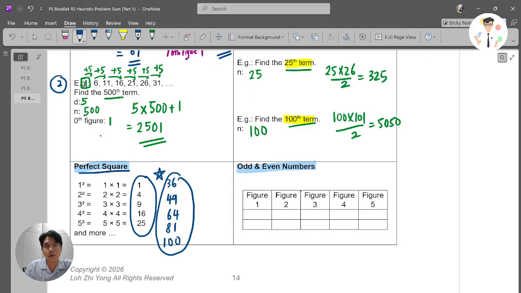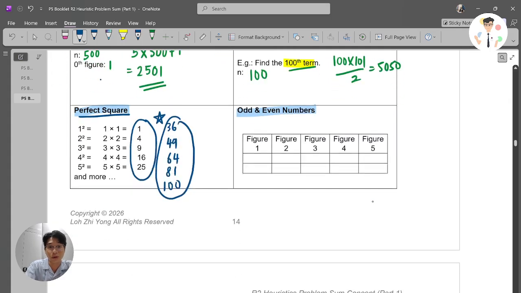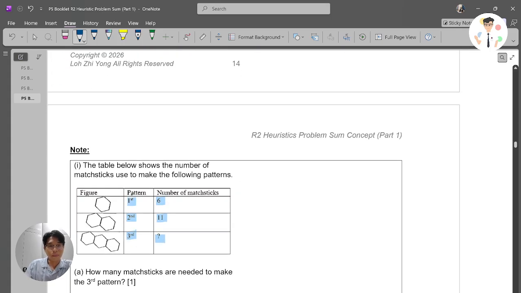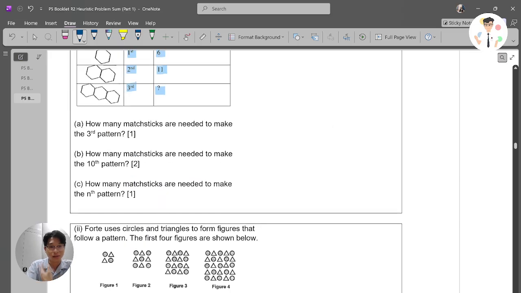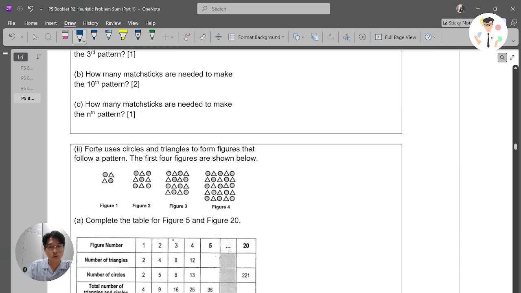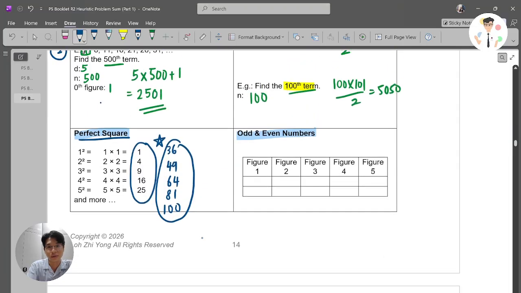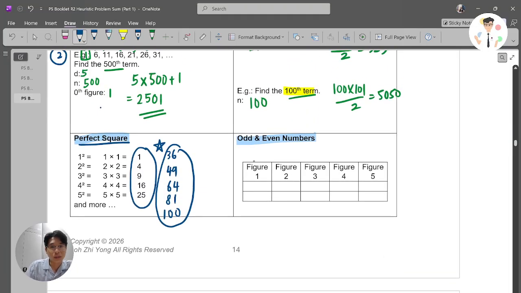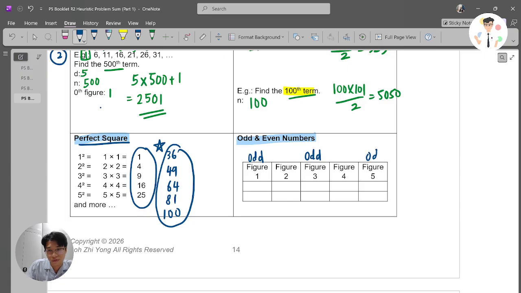Okay, and last but not least, we have odd and even numbers. Now, figure 1, 2, 3, 4, 5, just like what you see here. Pattern 1, 2, 3 is the same thing. I would like to remind you that sometimes you need to recognize 1, 3, 5. They are odd numbers. And next, we also have 2, 4, 6. All of these are called even numbers.